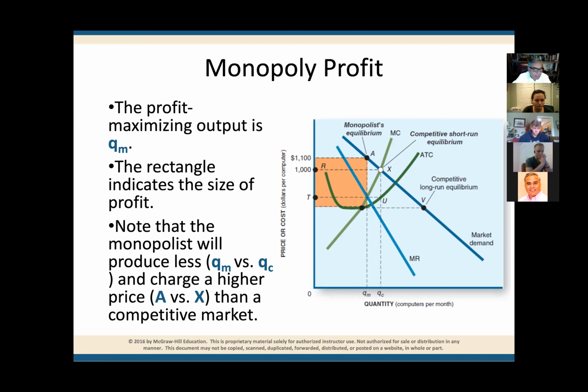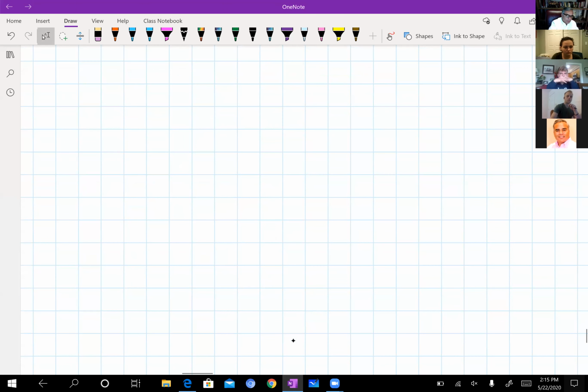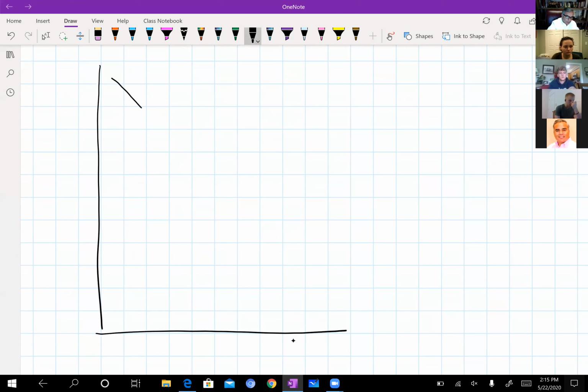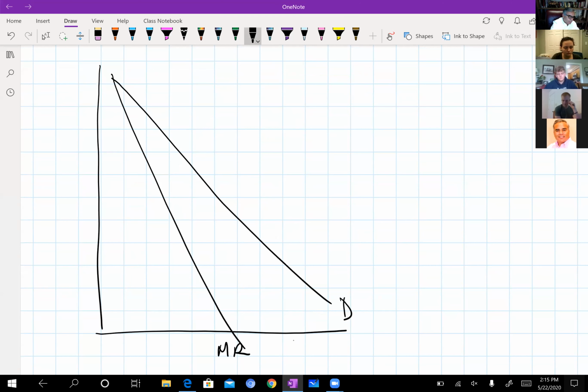Let me see if I can explain this way. This is kind of interesting, okay? This is the demand, this is the marginal revenue, and this is the marginal cost. The company produces where marginal cost equals marginal revenue, and they're going to charge a price, let's say, of $20, and they're going to make 100 units.